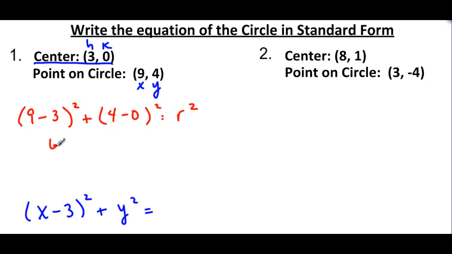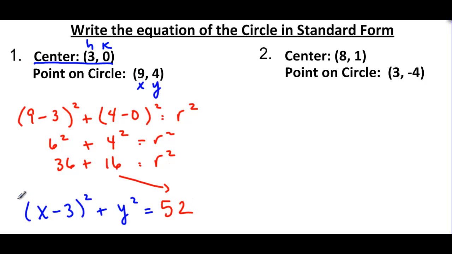Now I'm just going to do the algebra. 9 minus 3 is 6 squared, which is 36. 4 minus 0, so we get our 4 squared, which is 16. And remember, all of this is equal to r squared. Well, what is r squared? Well, 36 plus 16 is 52. A big mistake that students make is they try to take the square root of that, but remember, our formula has an r squared at the end, not r.